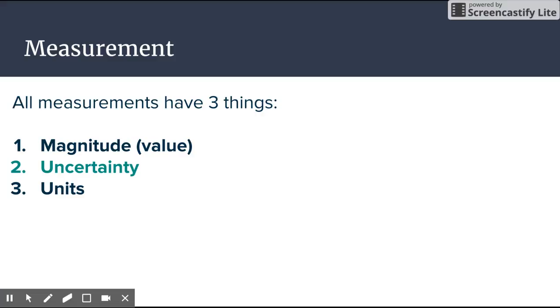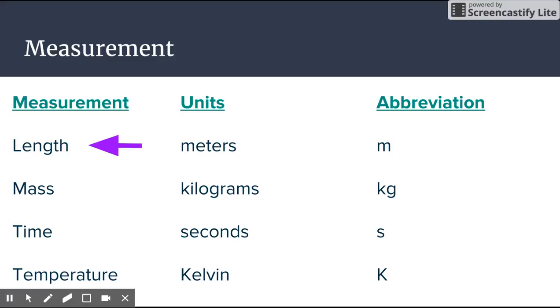Measurement must have 3 things. Magnitude, which is just a fancy word for a numerical value. They have uncertainty and also units.